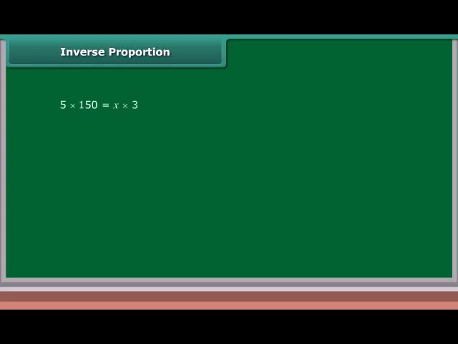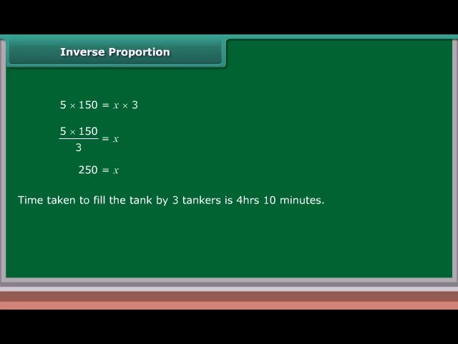5 into 150 is equal to X into 3. 5 into 150 upon 3 is equal to X. 250 is equal to X. Time taken to fill the tank by 3 tankers is 4 hours 10 minutes.